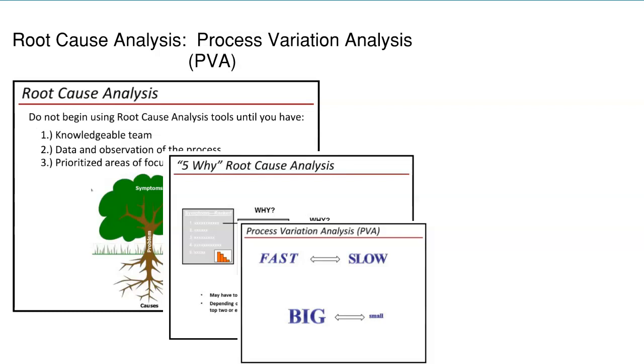In this video, we're going to continue exploring root cause analysis tools, and in particular, take a look at a technique called process variation analysis, or PVA. It's a spin-off or alternative to the 5Y approach. And so I encourage you, if you haven't had a chance to view the video on 5Y, you'll want to do so. There are a lot of good tips and techniques that we'll be referencing in this video.